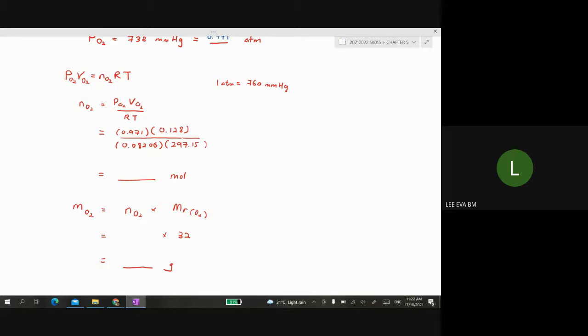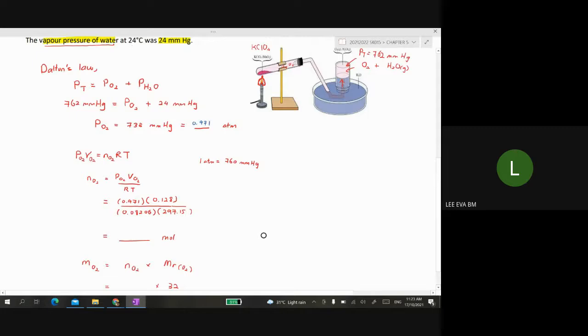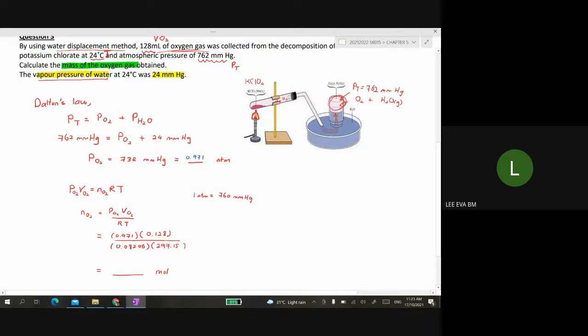Let me know if you have found your answer. 0.1631. Okay, does everyone agree? Yes, Madam, agree. 0.1631, very good. So this is an example question where we apply Dalton's law. Remember, when using the water displacement method, we will have two different gases inside the column that we collected: one is water vapor, another is the gas that you want to collect.